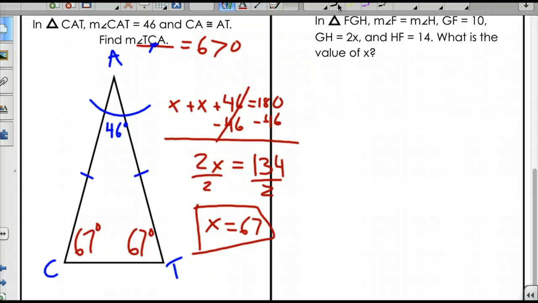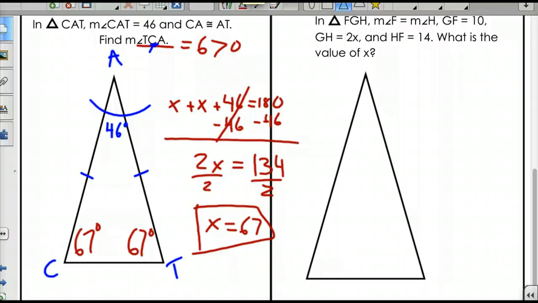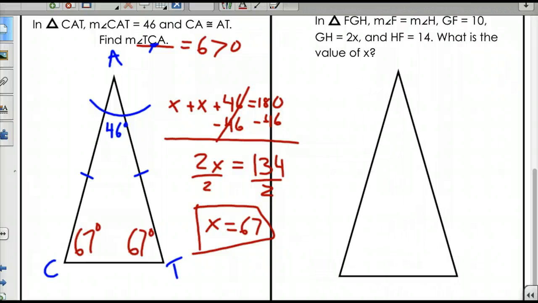All right. Next problem. In triangle FGH, we know the measure of angle F is congruent to the measure of angle H. GF equals 10, GH equals 2x, and HF equals 14. What's the value of x? Well, once again, it's hard to do anything if you can't see it. So let's once again draw our triangle. All right. So we draw a triangle. Move that to the center. Good. And let's fill in what we know.